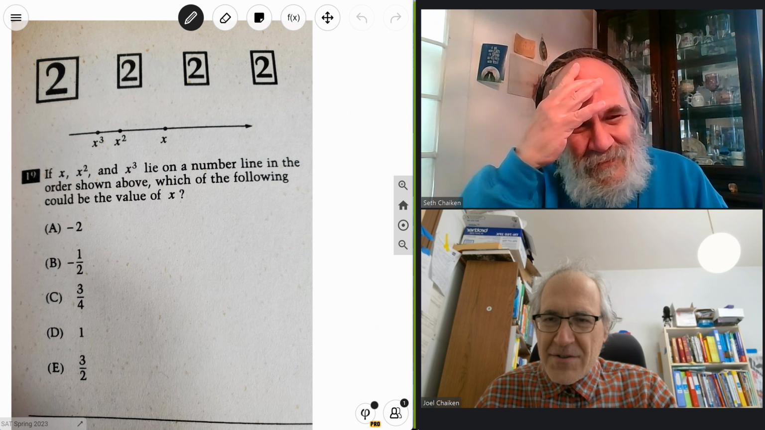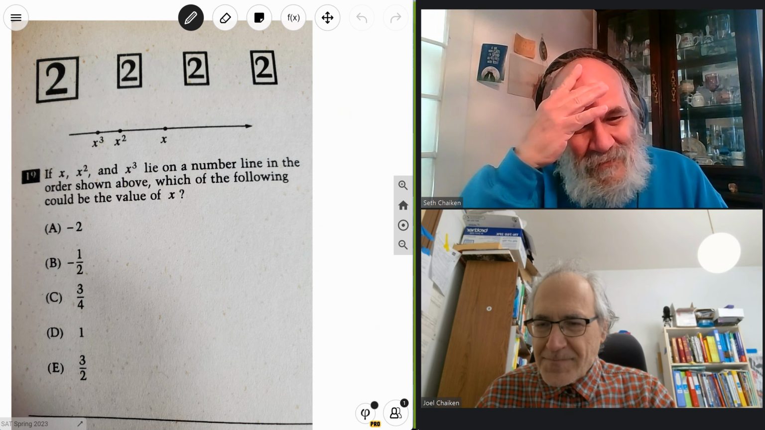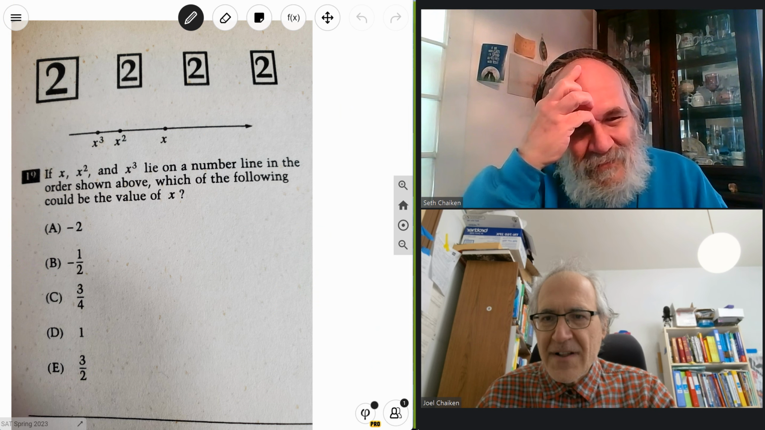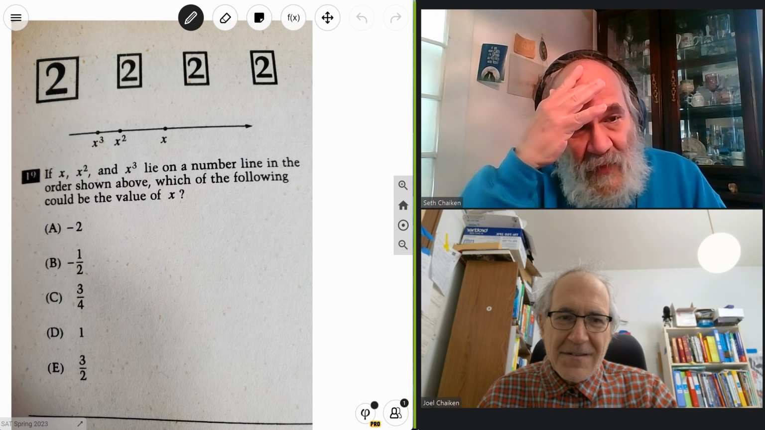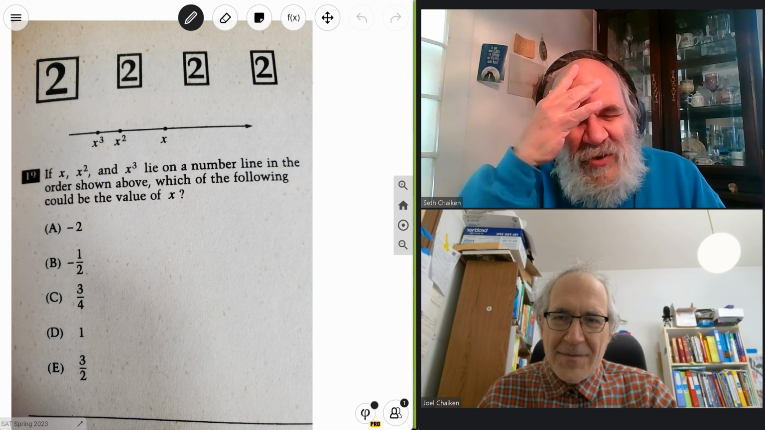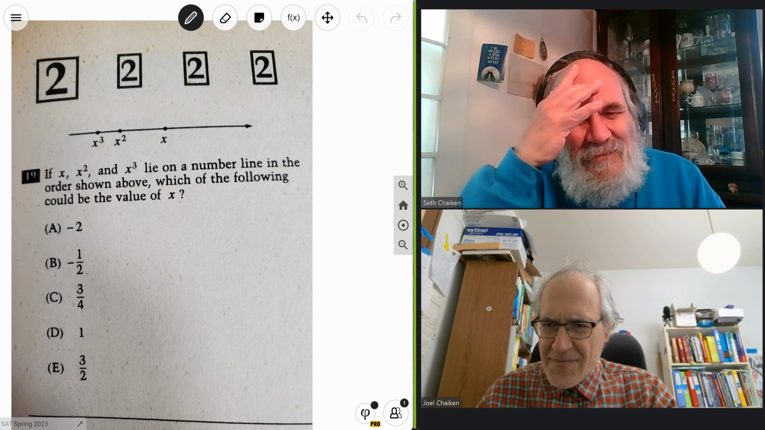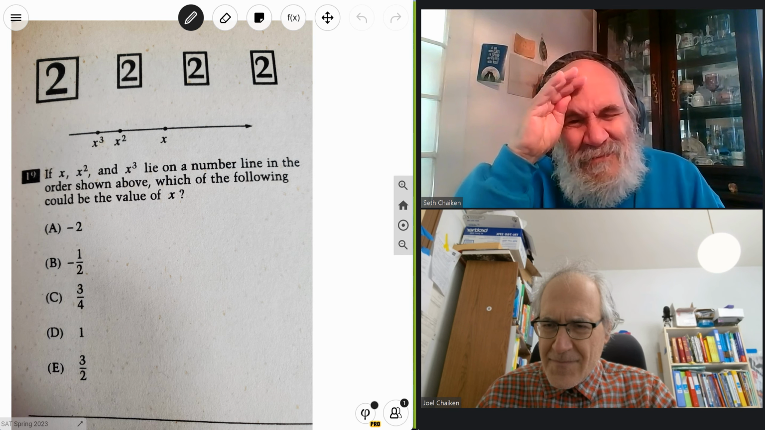Why don't you try it, pause it, and come back? The numbers x, x squared, and x cubed are placed on a number line in the order shown. Which of the following could be the value of x? Seems to me like x would be less than 1, right? Doesn't that make sense? Well, look at choice B. That's less than 1.